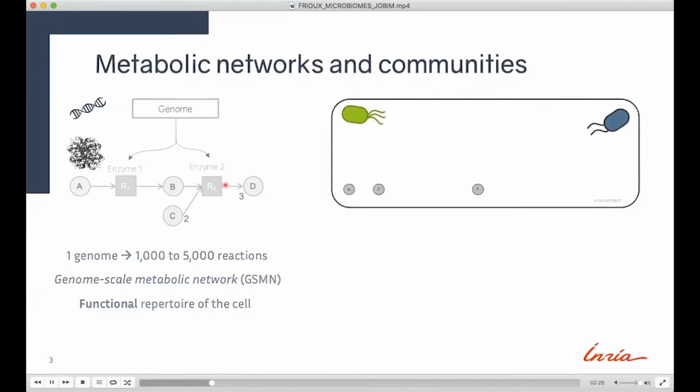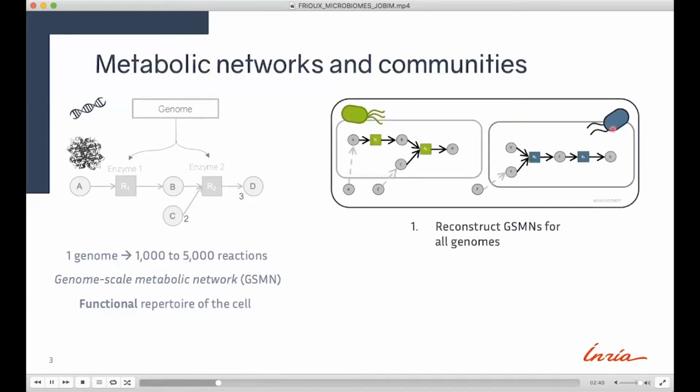We are in a context of communities of organisms living in a shared environment. Let's assume we have a genome or a MAG for each of them, so each of our two bacteria. What we would like to do is build a metabolic network at genome scale for each bacterium. Using these metabolic networks, we could identify complementarity between the metabolism of each species and suggest possible cross-feeding interactions. Here, the green bacterium produces D, the blue one consumes D. This could be a cross-feeding interaction.